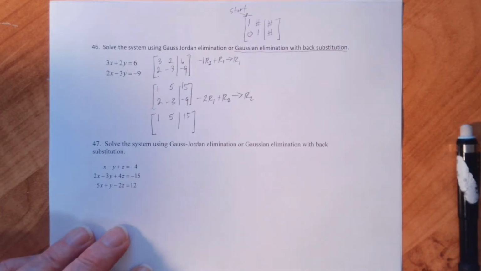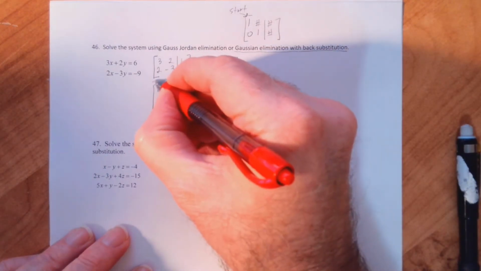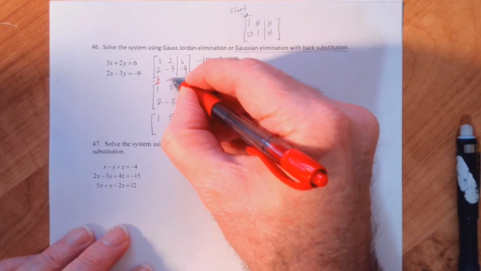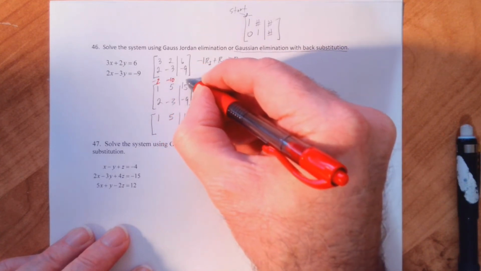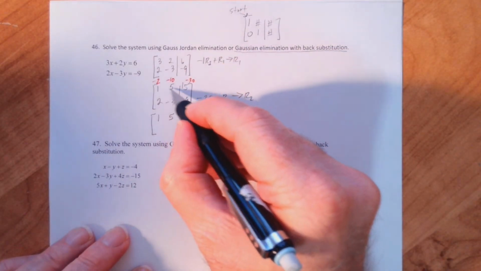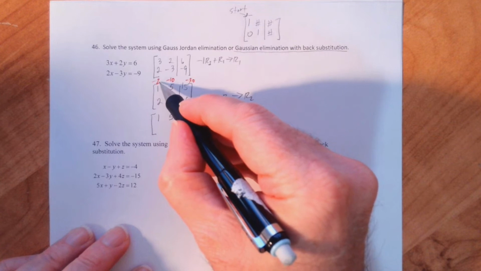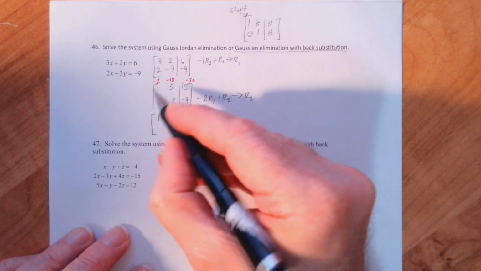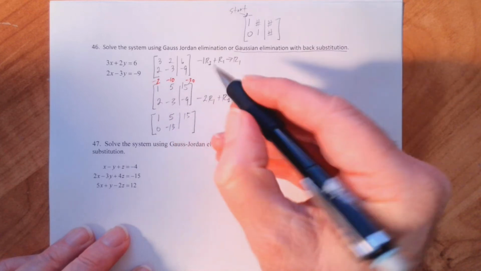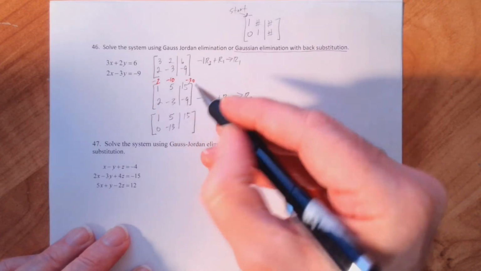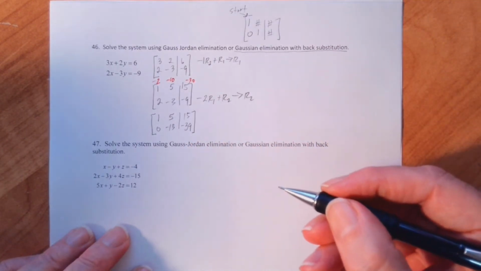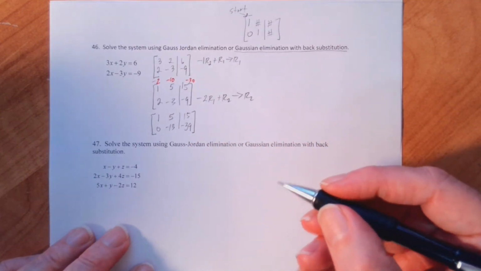So negative 2 times row 1, that's negative 2. And negative 2 times 5 is negative 10. And negative 2 times 15 is negative 30. So I've already multiplied this first row by negative 2. Let's add it to the second row. Negative 2 and 2 is 0. Negative 10 and negative 3 is negative 13. Negative 30 and negative 9 is negative 39. And so that's the result of what we did.